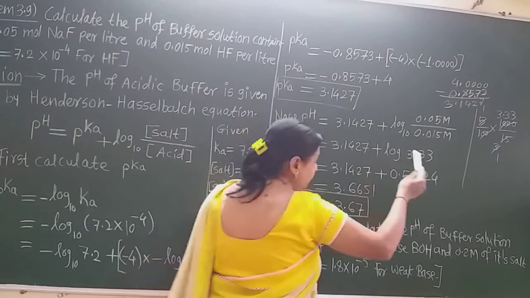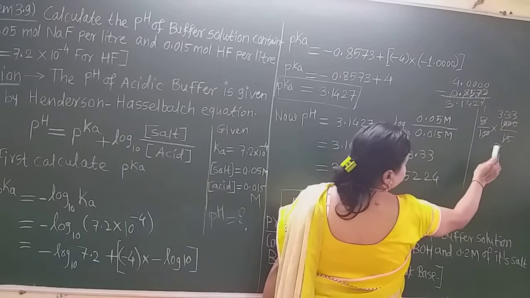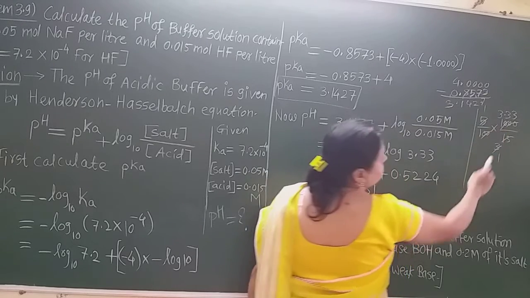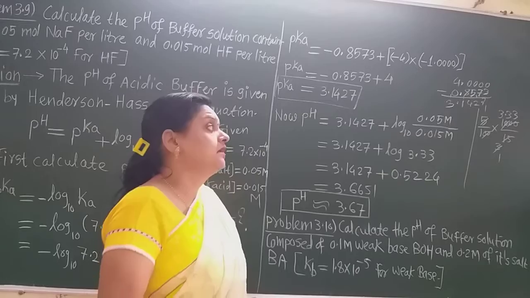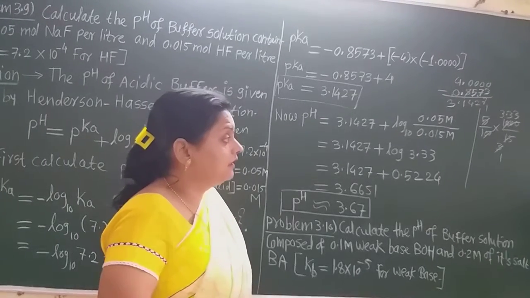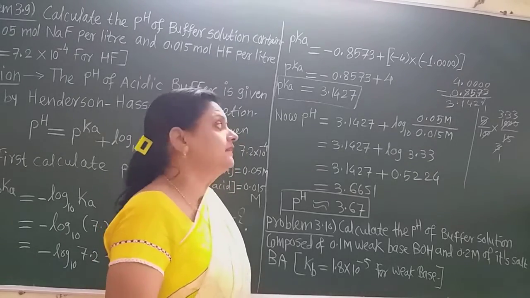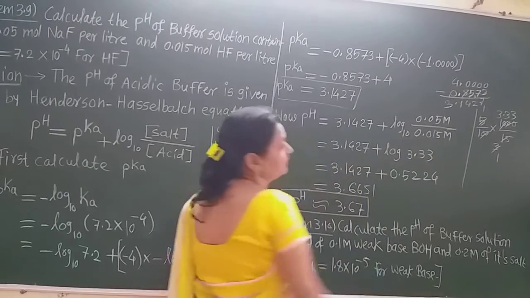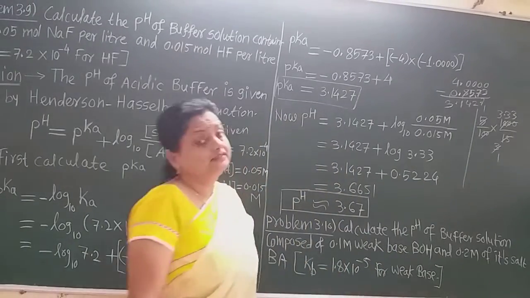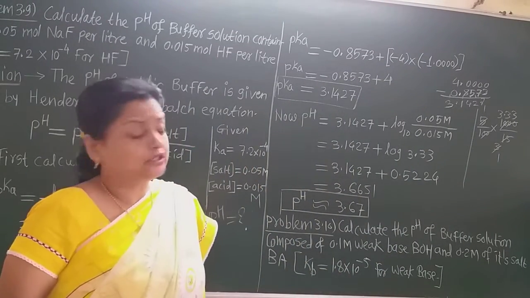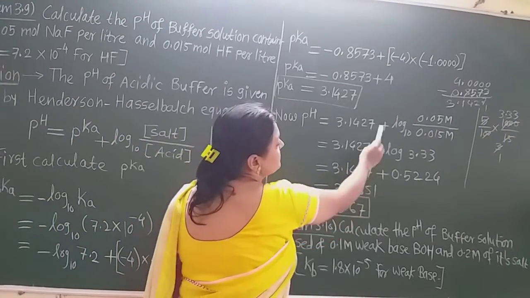So if we cancel the zeros, 5 and 15, so 3 into 5 is 15, and dividing 10 by 3 we obtain the value 3.33. Now by dividing these two, you obtain this value 3.33. You can just divide in the calculator also, that becomes 3.33. Now this is 3.1427 plus log of 3.33.